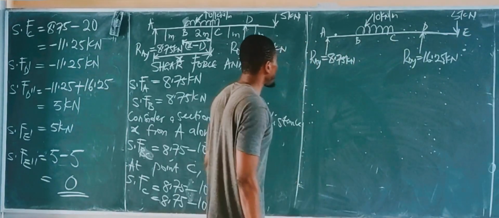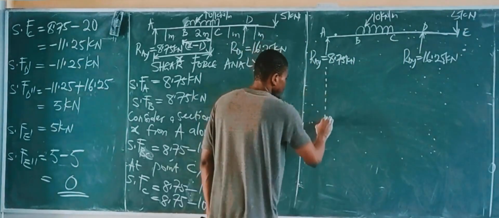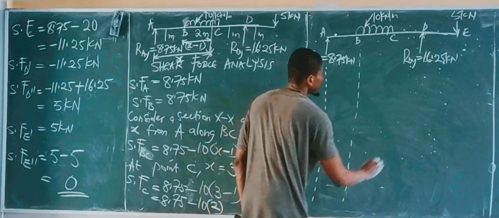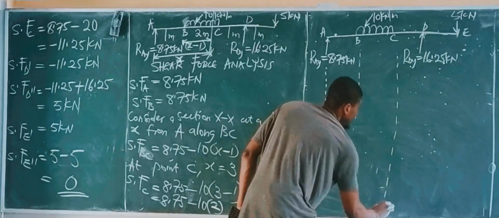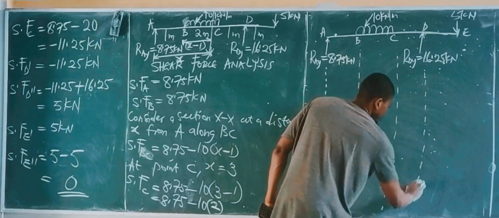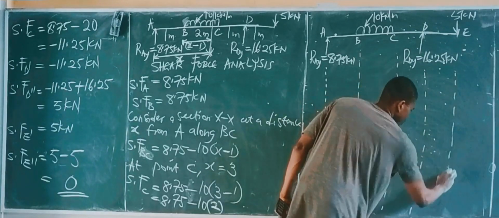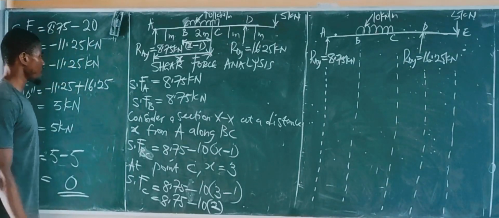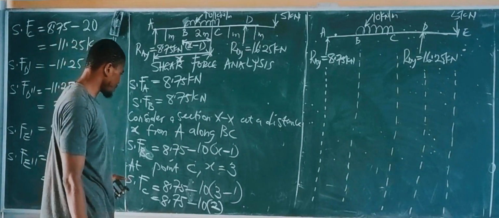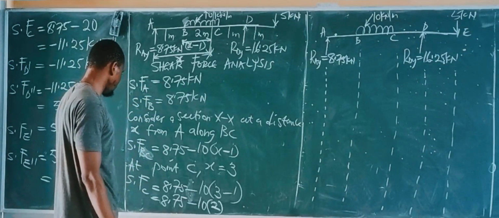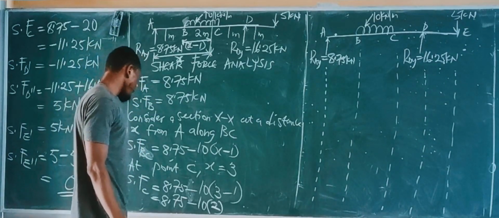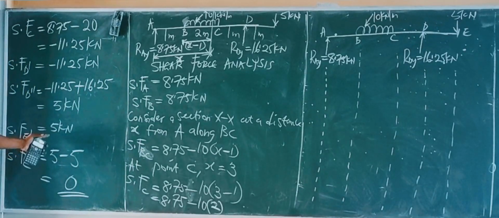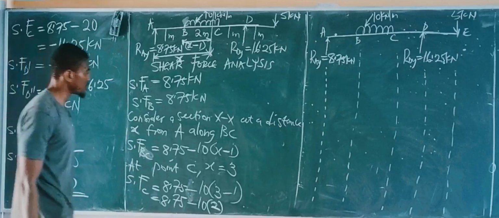All you need to do at this point is trace down all the points. So point B, trace it down. Point C, trace it down. Point D, trace down. Point E, trace down. After that, you now examine your shear force analysis. Pick out from the highest to the lowest. So we have 8.75 kilonewtons highest, we have minus 11.25, and then we have 5 kilonewtons.